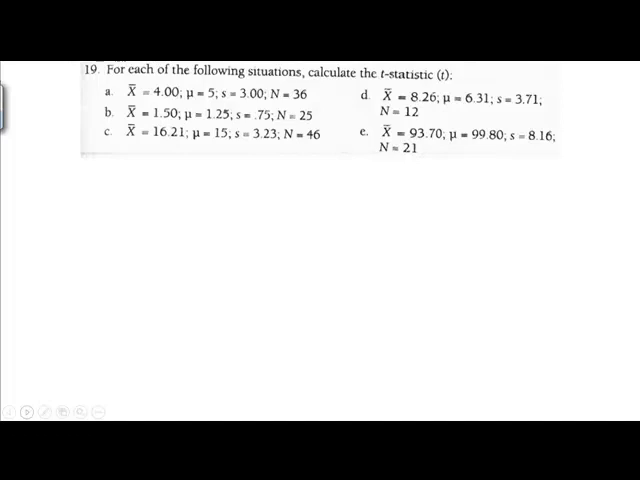For each of the following situations, calculate the t-statistic. More of the same. But now they haven't given us the standard error. So again, we have to calculate that. Standard error is equal to 3.23 divided by the square root of our n.